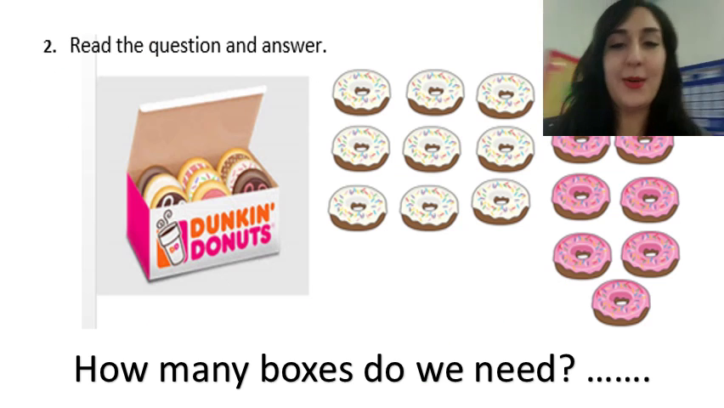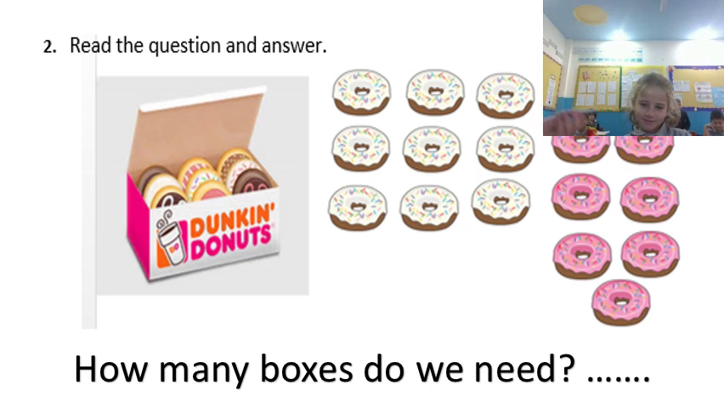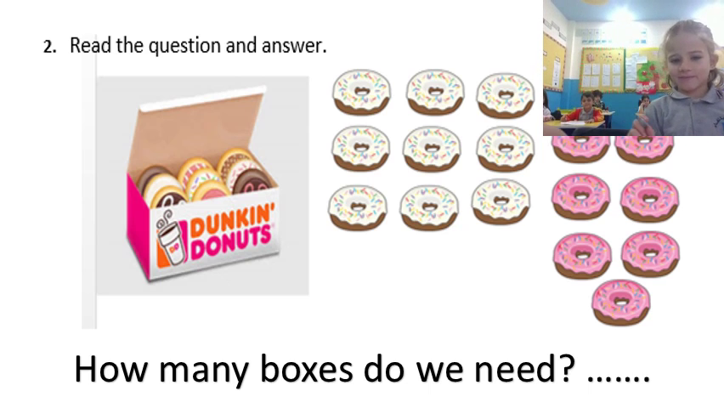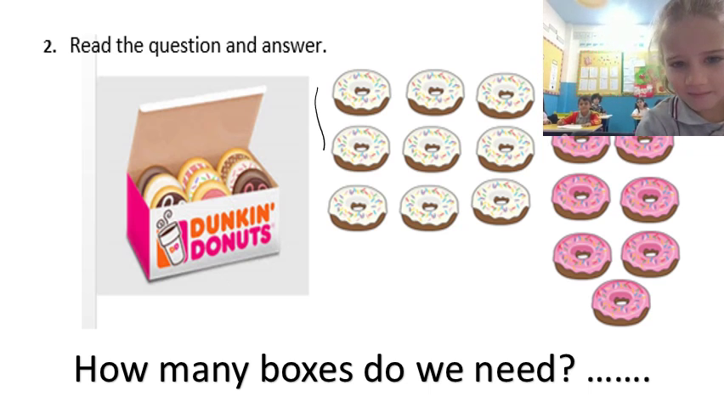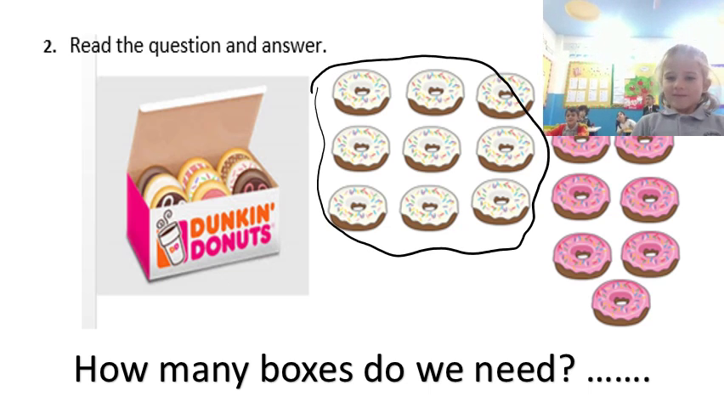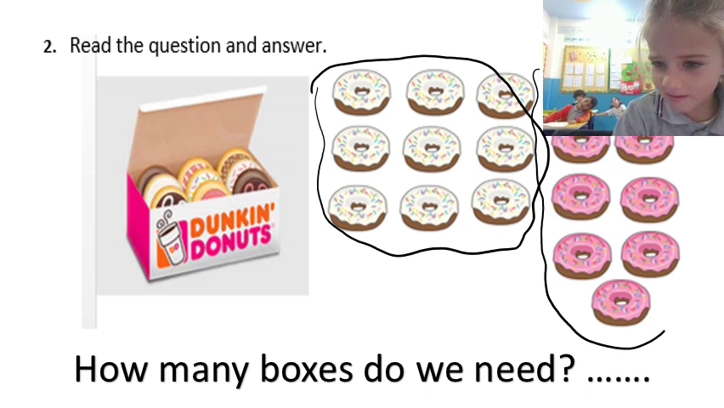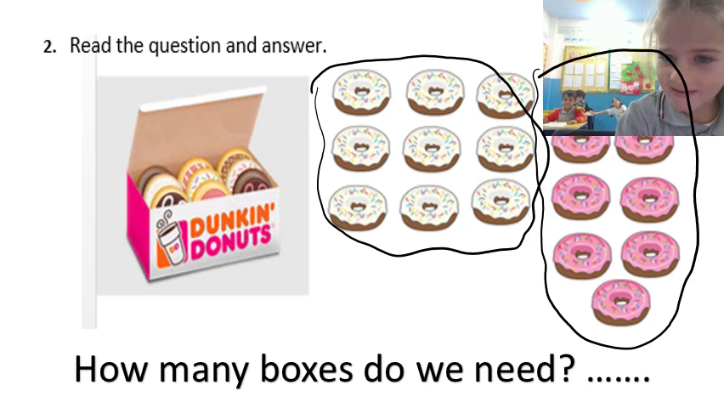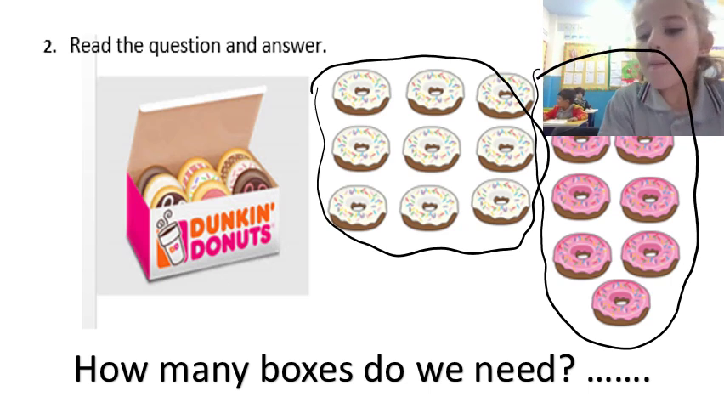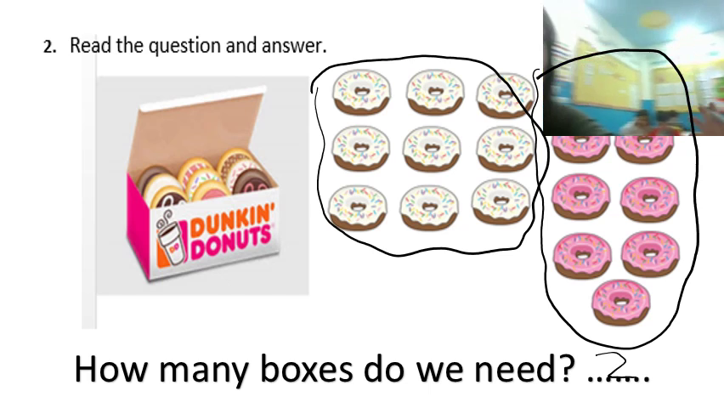Here we have some yummy donuts. And Miss Lana Bustani is going to determine how many boxes we need. So go ahead and group the donuts first. So we have a group of how many donuts? 9. That's right. Group the second one. How many boxes do you think we'll need? 2. So go ahead and write 2. Good job. Now I'm hungry.